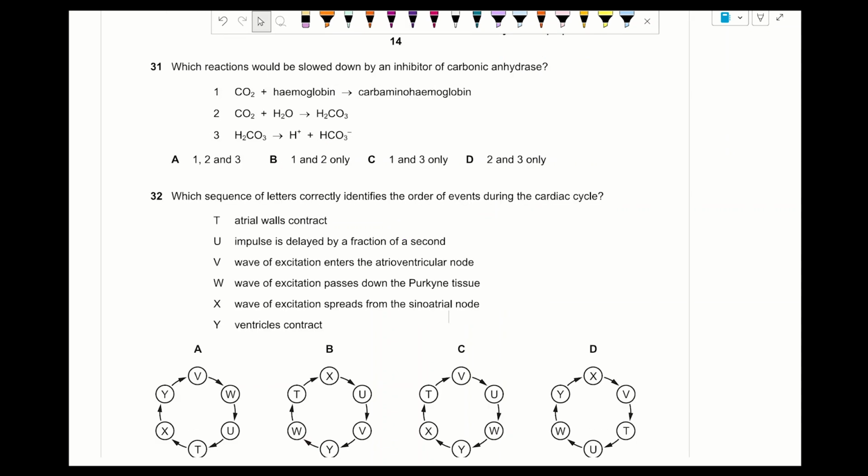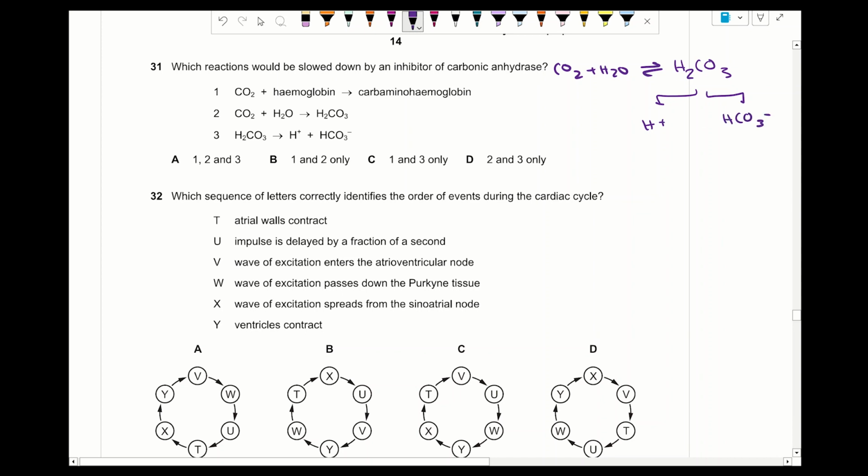Question number 31. Which reactions would be slowed down by an inhibitor of carbonic anhydrase? First of all, carbonic anhydrase is an enzyme found inside red blood cells. Its function is to combine carbon dioxide with water and convert it, within a reversible reaction, into carbonic acid. Therefore, what happens is that carbonic acid dissociates into hydrogen ions and bicarbonate ions.